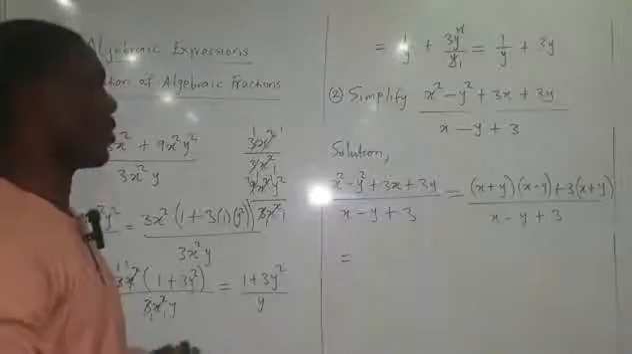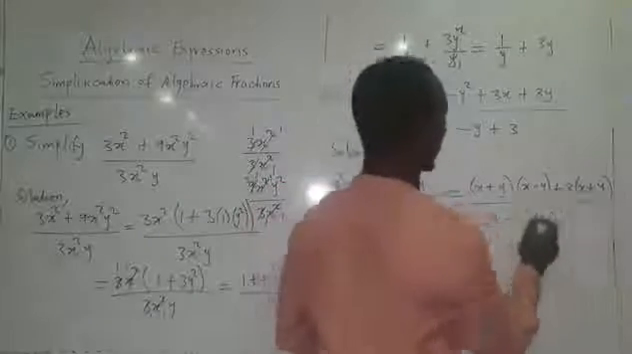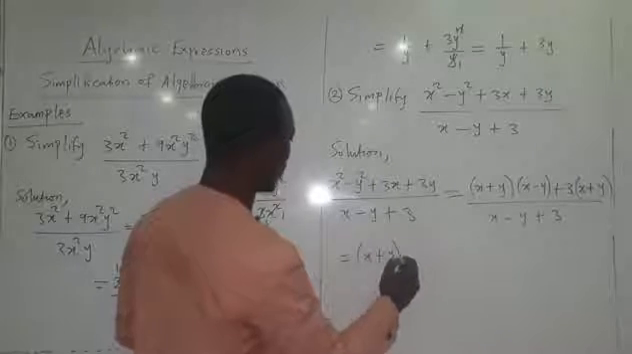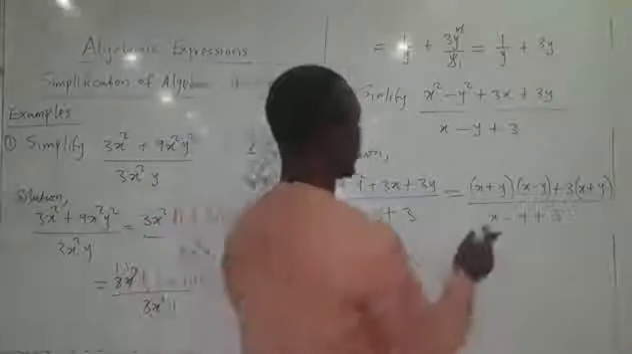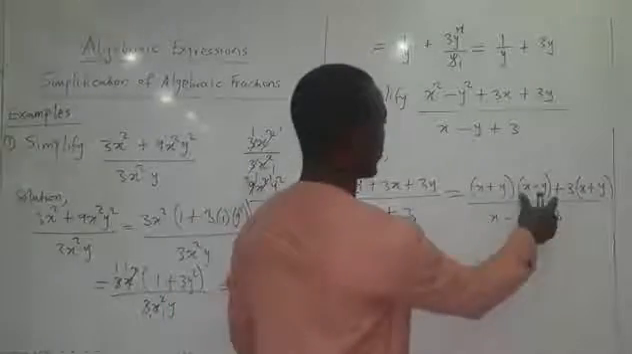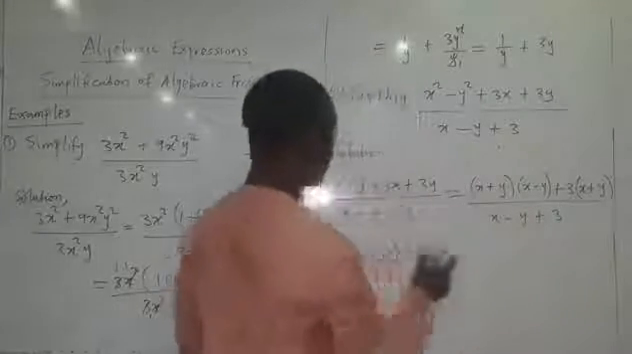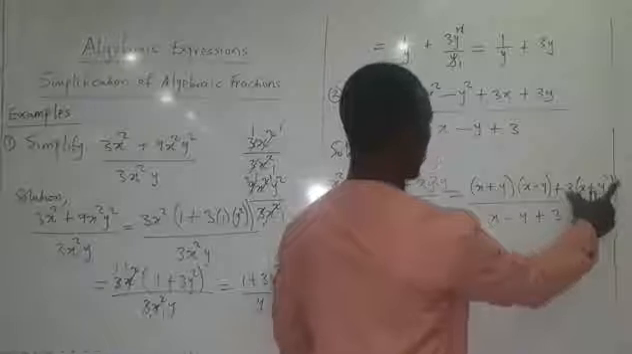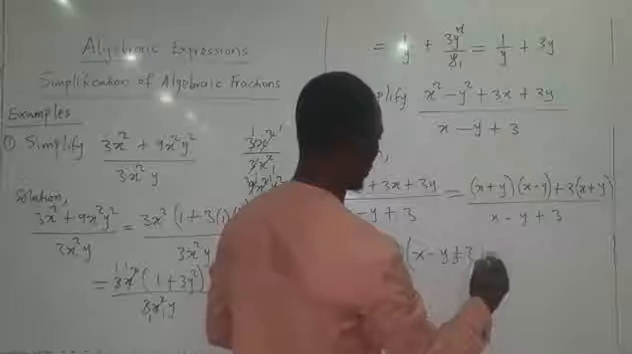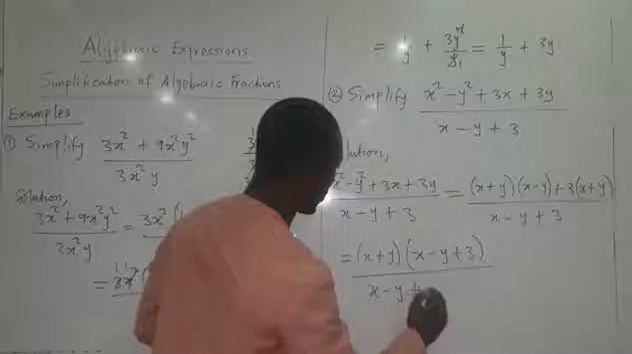If you now look at our numerator, we still have a common factor, that is x plus y. So you bring out x plus y, then open another bracket. x plus y in the first term leaves x minus y, and x plus y in 3 times x plus y leaves 3. That is plus 3. Then you close the bracket, all over x minus y plus 3.